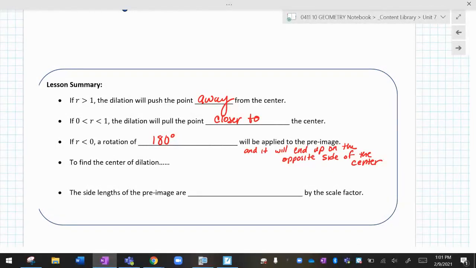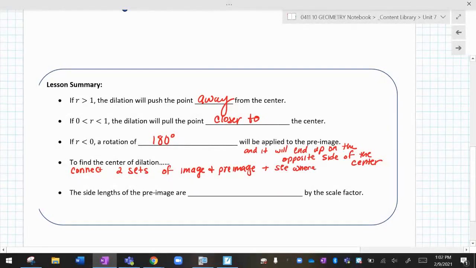Now, what if you don't have the center? To find the center of dilation, you connect two sets of image and pre-image and see where they cross. Okay, two sets of image to pre-image and see where they cross. For example, you would connect A and A prime. You'd connect B and B prime and see where they cross.